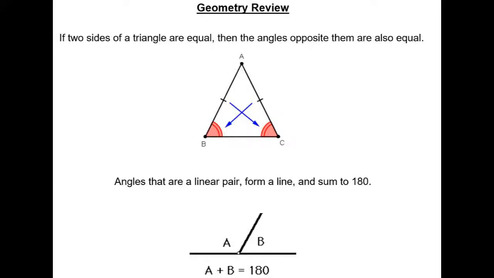Hi everyone, before we get started, I just wanted to review some geometry concepts that are going to pop up in the lesson. If two sides of a triangle are equal, they're congruent, and the angles opposite them are also equal. And you can see in the diagram I'm demonstrating that theorem. Also, another topic that shows up: angles that are a linear pair, in other words, angles that are next to each other and form a line, they're always going to sum to 180 degrees.